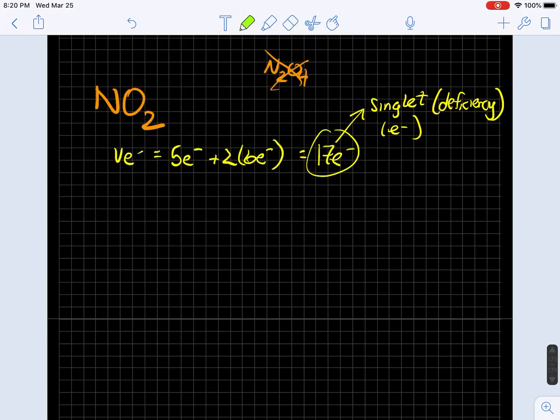Now, nitrogen and oxygen could both be central atoms. Here's the rule. If they don't tell you which atom is the central atom, make the electropositive one the central atom. Nitrogen is on the left side of the formula. Usually they put the left one as the electropositive, and the one on the right is the electronegative atom. So we're going to put the electropositive one in the center.